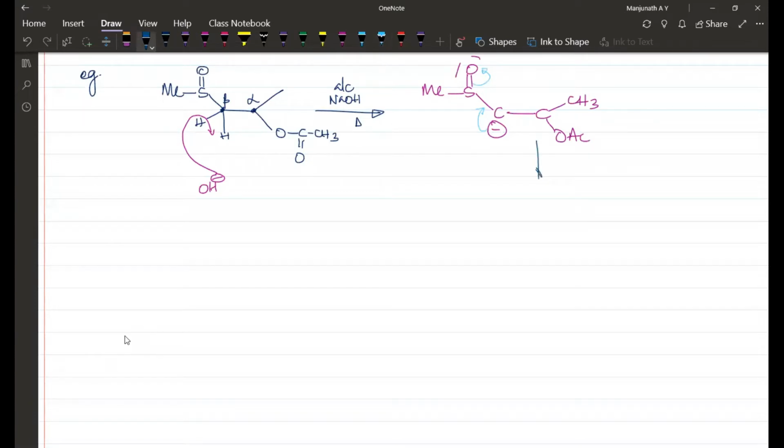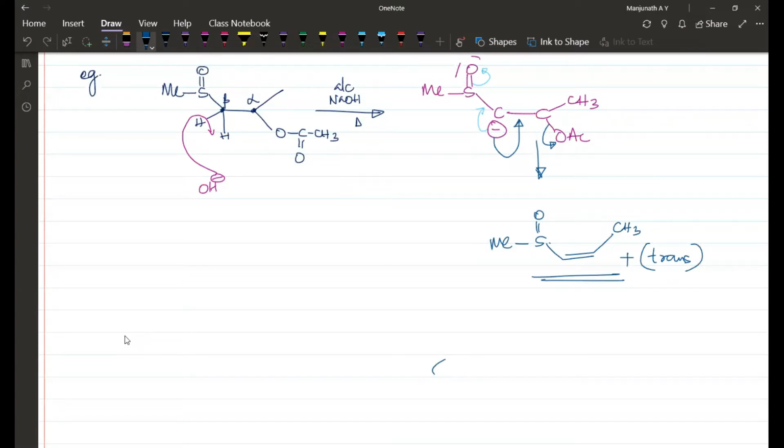Once it is formed, then you move this charge here, and this will be pushed out. So you get MeS double bond O, carbon double bond carbon CH3. In general it will form trans only. Now I have drawn it here as cis.